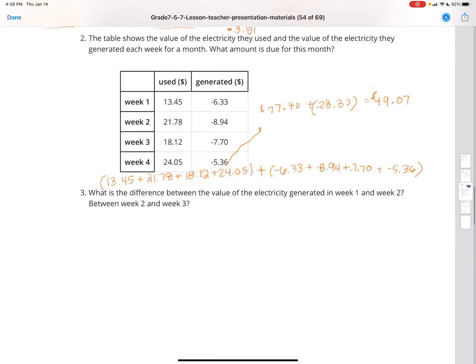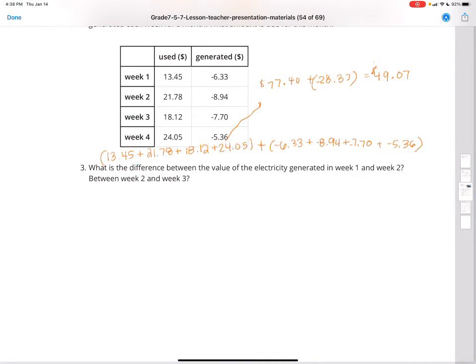For question 3, it says, what is the difference between the value of the electricity generated in week 1 and week 2, then week 2 and week 3? All right, so they want us to compare week 1 and 2. So I could do, okay, negative. Oh, I know what it is. I'm sorry about that. I need to figure out the difference between the value of electricity generated in week 1 and in week 2. I believe they want us to add these two together and then subtract.